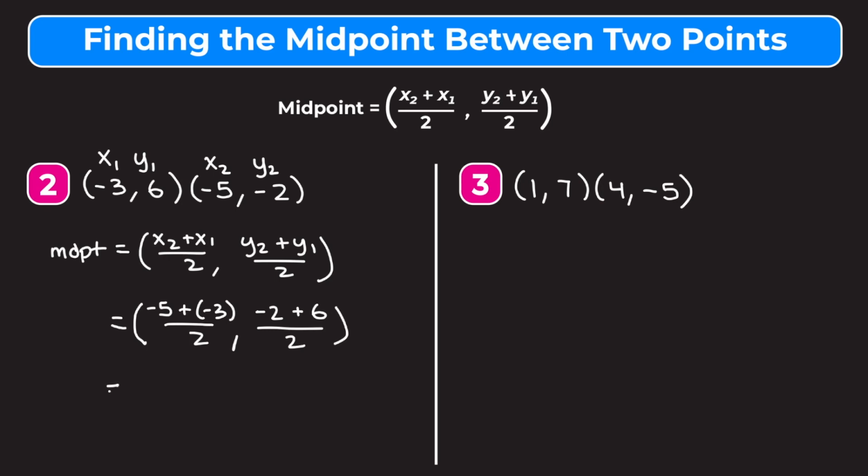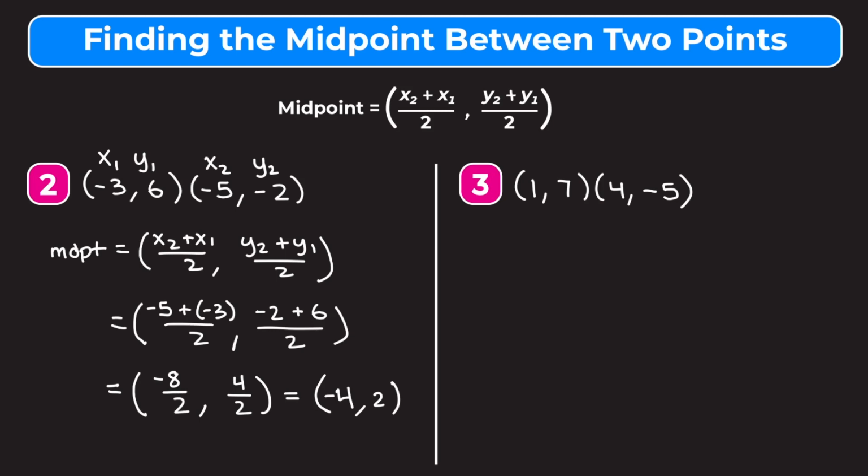And we're going to simplify. So for the first fraction, -5 plus -3 is -8, so we get -8 over 2. And -2 plus 6 is +4, so we get +4 over 2. And finally, simplify this a little bit more. -8 over 2 gives us a -4 for our x coordinate, and 4 over 2 gives us a +2 for our y coordinate. So we get that the midpoint of these 2 points is (-4, 2).